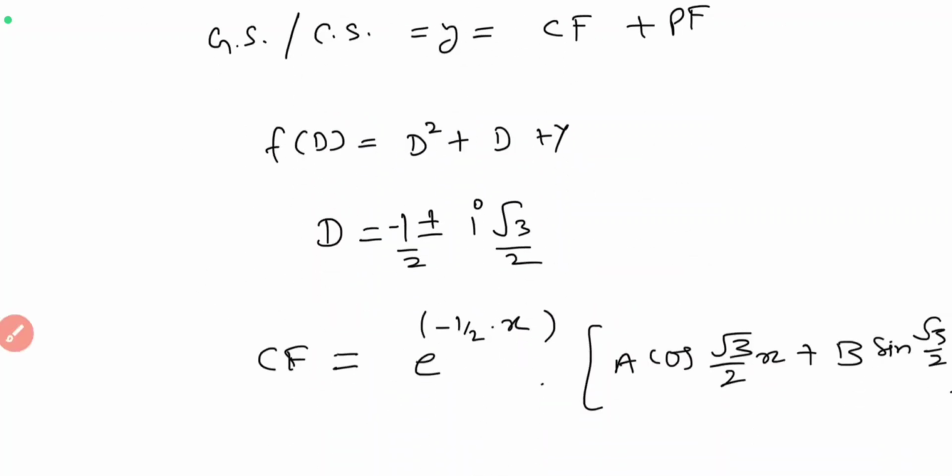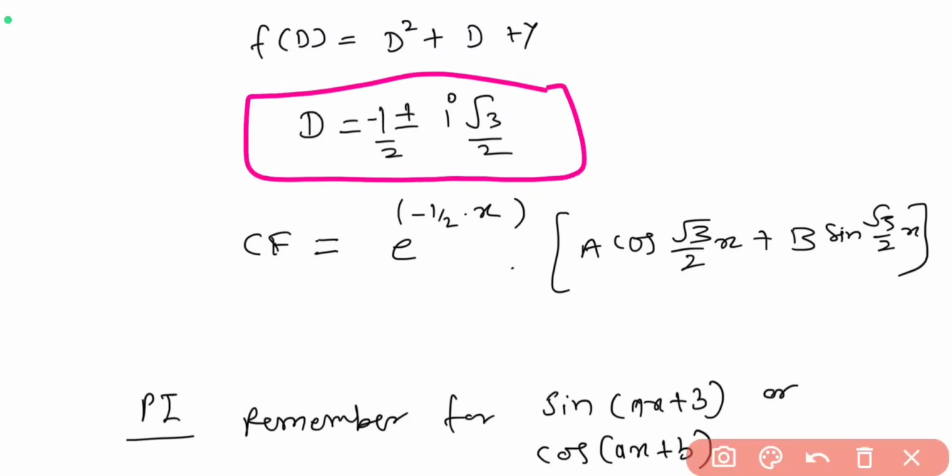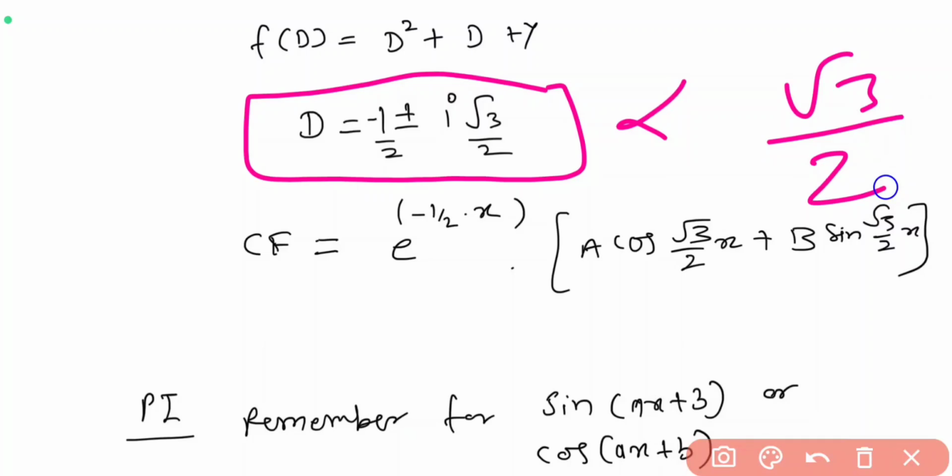So D square plus D plus 1, if you find the roots of the equation, it will come minus 1 by 2 plus minus i root 3 by 2. So the alpha value is minus 1 by 2 and the beta value is root 3 by 2, right? According to that, we write the solution e power alpha x, bracket, A cos beta x plus B sin beta x. So this became our complementary function.